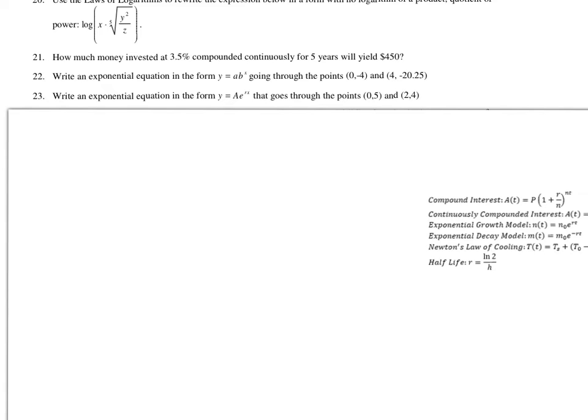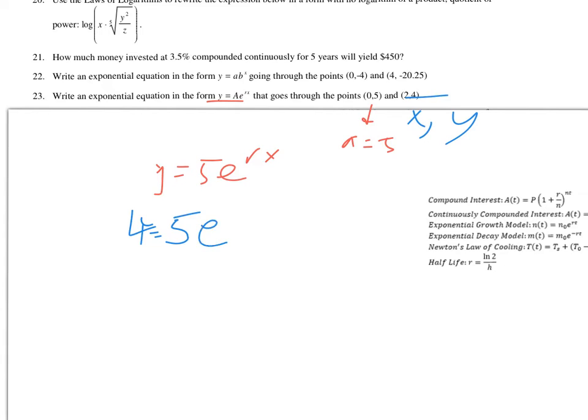All right, next up here, we are going to write this one in this other form, a times e to the rx. However, I still know that a is 5 based on the y-intercept. So I'm going to say y equals 5 times e to the rx, and I have to solve for r here, so I'm going to use this other point as an x comma y, just like I did last time. So 4 equals 5 times e to the power of 2x. Oh, actually, I messed that up. It would be r times 2.